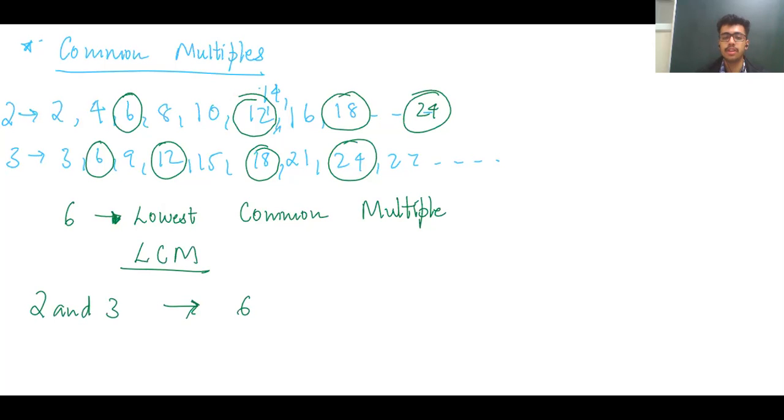Okay, now can you tell me the LCM of, let's say, 6 and 8? I want you to tell me the LCM of 6 and 8. First write the multiples of 6, then multiples of 8, then tell me the lowest common multiple. So 6 and 8.